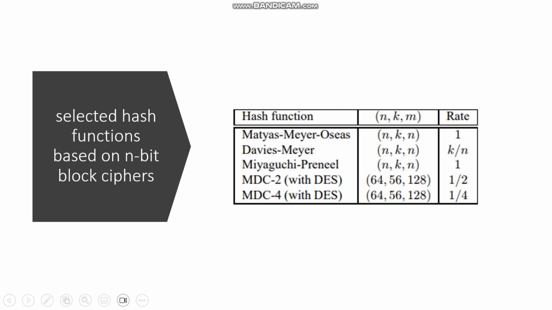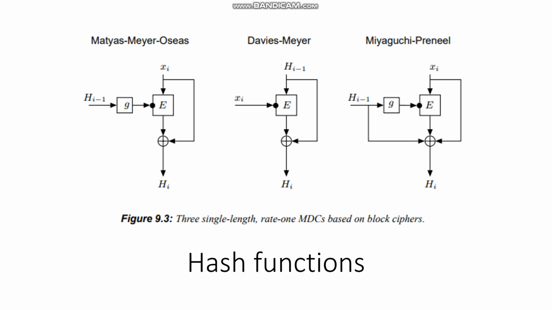Here are the rates of these hash functions, and also here you can see the three single length rate one MDCs based on block ciphers. It's the scheme of them. The first three schemes I will describe here are illustrated in this slide, and they are closely related single length hash functions based on block ciphers.